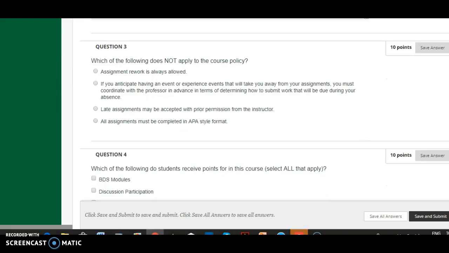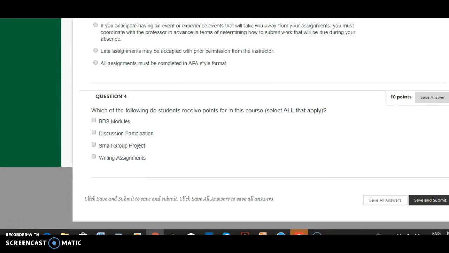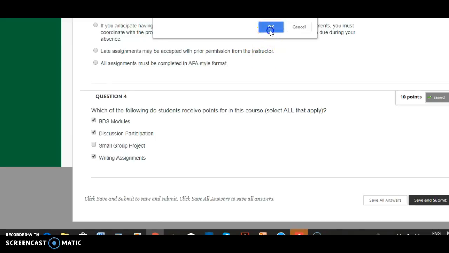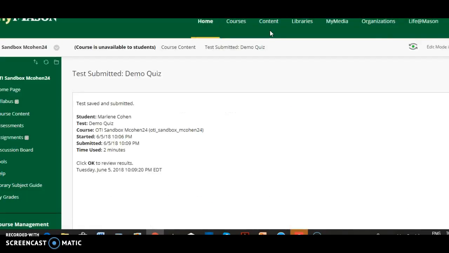I'm going to go, which of the following does not apply to this course? And the answer is assignment work is always allowed, and that's not true. Question 4 is, which of the following do students receive points for in this course? And the answer is multiple answers. Everything but the small group project. And I will save my answer there. I'm going to save and submit the test.